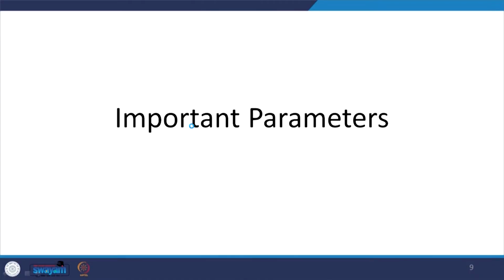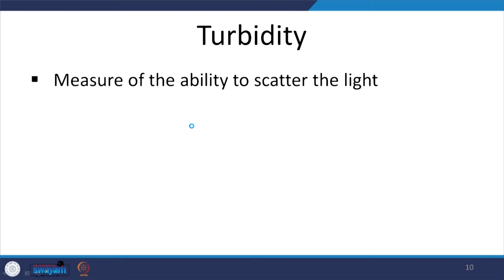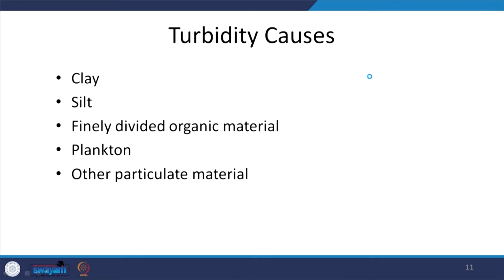So what are some of the other important parameters? Turbidity, what will it give me an idea about? It will give me an idea about the ability of the water to scatter the light. Why is this a concern? I have these small particles in water, so the light comes through. This particular test will have a detector here, so at that 90-degree angle, how much light is being scattered, that's what it will measure.